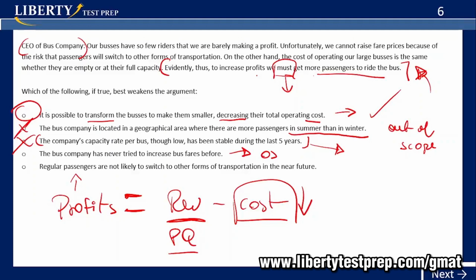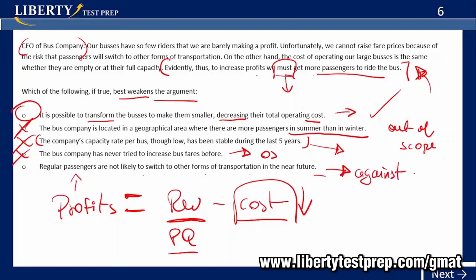We want to attack. When they say weaken the argument, they say weaken the main conclusion from the argument. Weaken the opinion made by the author. So this one's out. Letter D. Regular passengers are not likely to switch to other forms of transportation in the near future. Okay, they are not likely to switch, but that one goes against the premise, and that's not good.